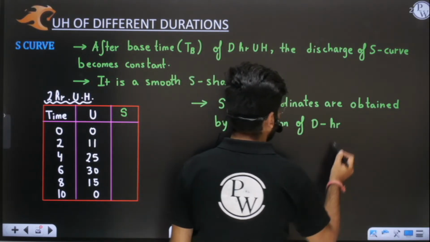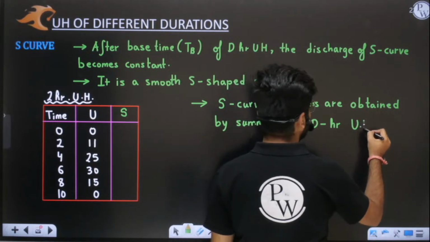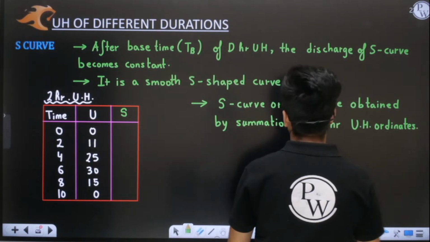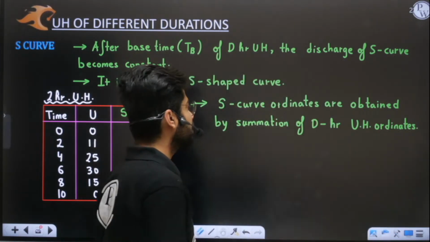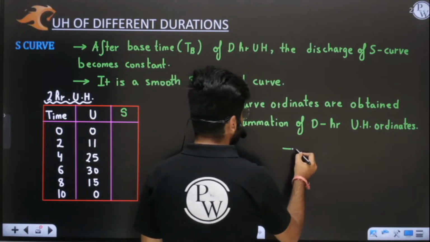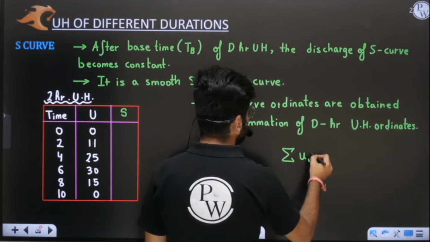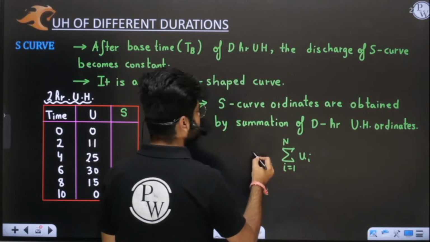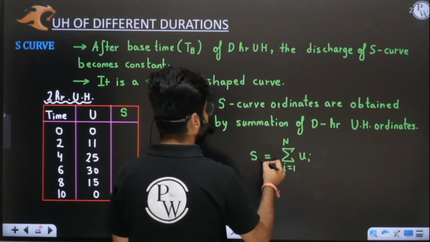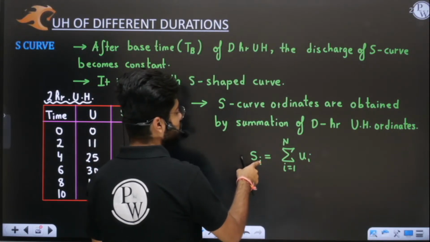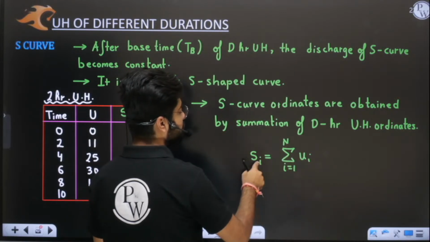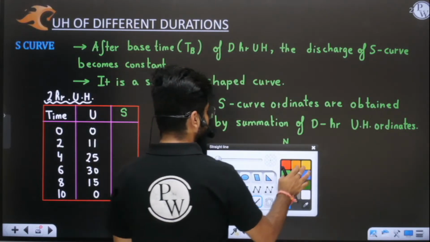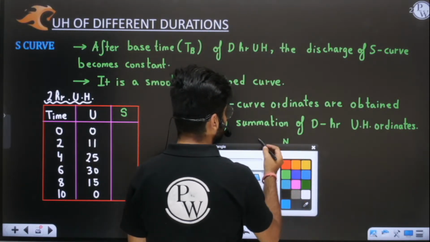DR unit graph ordinates. We have a DR unit graph and its ordinates will be given to you. You have to add them. Sum up the values from 1 to n, and get the S curve ordinate. If you want to get the first ordinate, sum up to the first only. If you want to get the second S curve ordinate, sum up to 2, 1 and 2, like this. Wait a second, let me show you in the figure also.